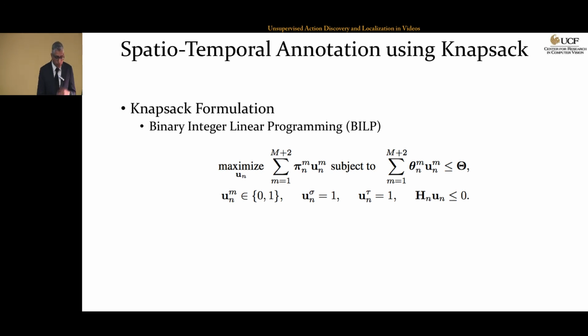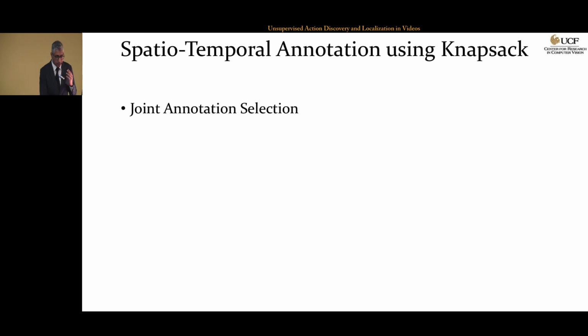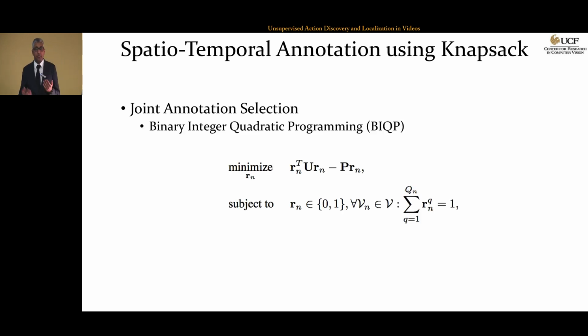Knapsack approach. So to make sure that we select good annotations for Knapsack, we come up with a joint annotation selection approach, where we use all the annotations in the training cluster, and then we come up with a similarity metric that looks at this quadratic programming approach, where P is the prior and U is the similarity. And then we want to select such that we only select one annotation that is truly similar within all the videos within a cluster. And that gives us good annotations to train our action detector or classifier.